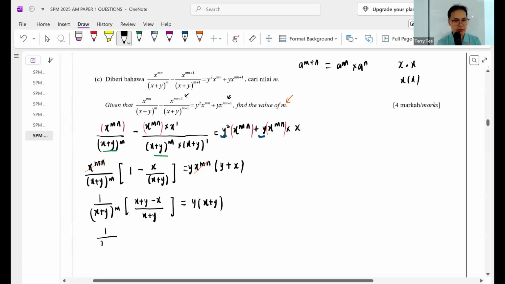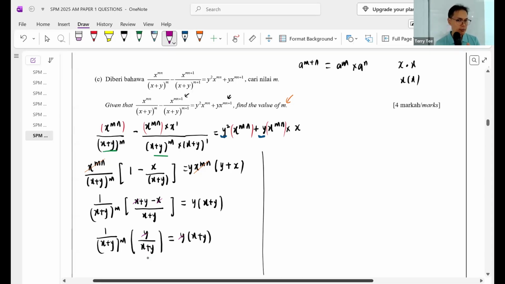Now, keep writing your 1 over x plus y to the power m. As for this, we can cancel our x and x. You're left with a single y over x plus y. And my right-hand side, I have a single y with the x plus y. Now, hope you notice that I can cancel y and y. You are left with x plus y power m, x plus y. This one is power 1, and the x plus y power 1, right? Is it okay if I just multiply this over? I don't do too many steps.